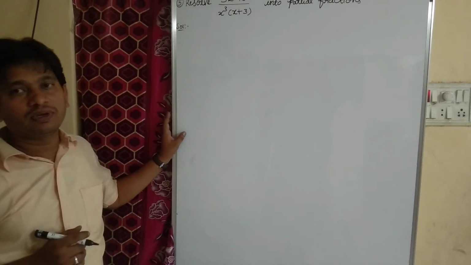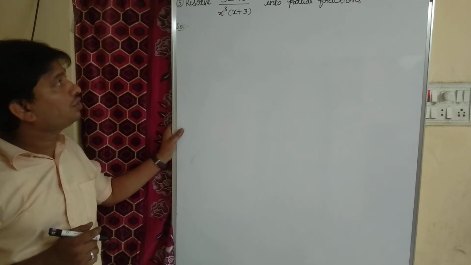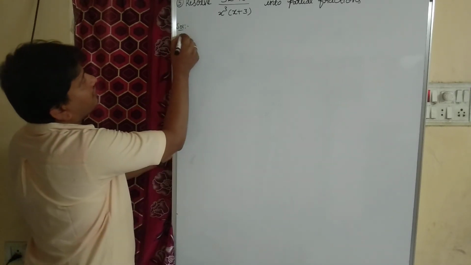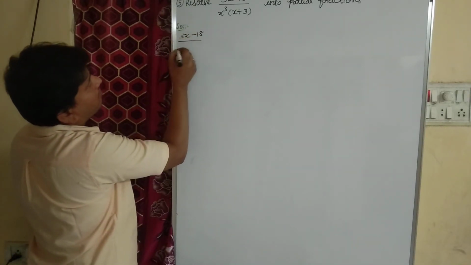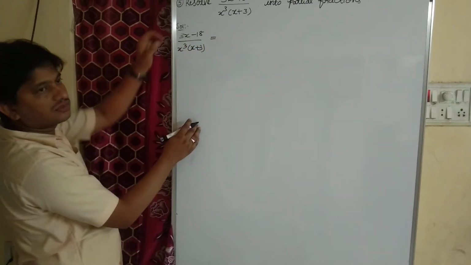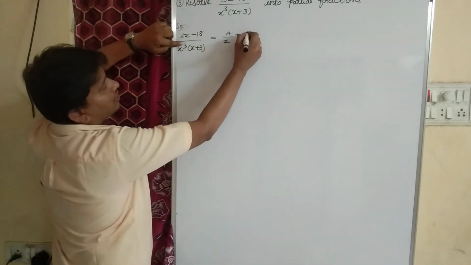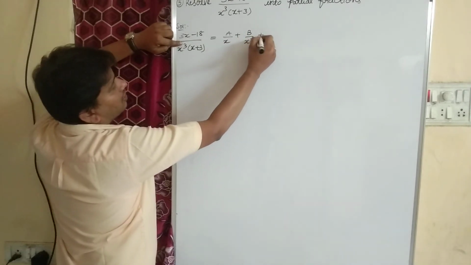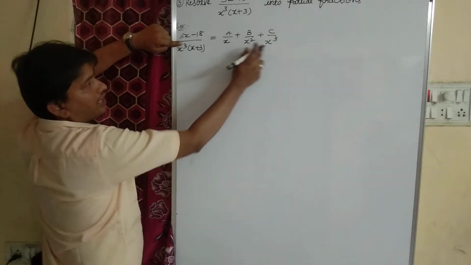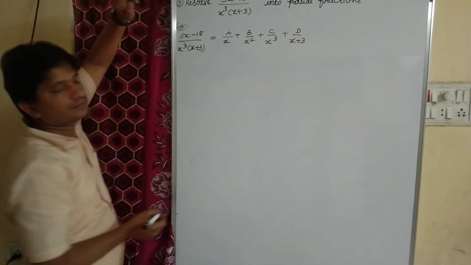Now coming to question number 5, resolve (3x minus 18) by x cube into (x plus 3) into partial fractions. Okay, given the general equation (3x minus 18) by x cube into (x plus 3), I can write it as, see children, we have an x cube term, so I can write a by x, b by x square, plus c by x cube, one time x, then x square, then x cube, plus d by x plus 3.